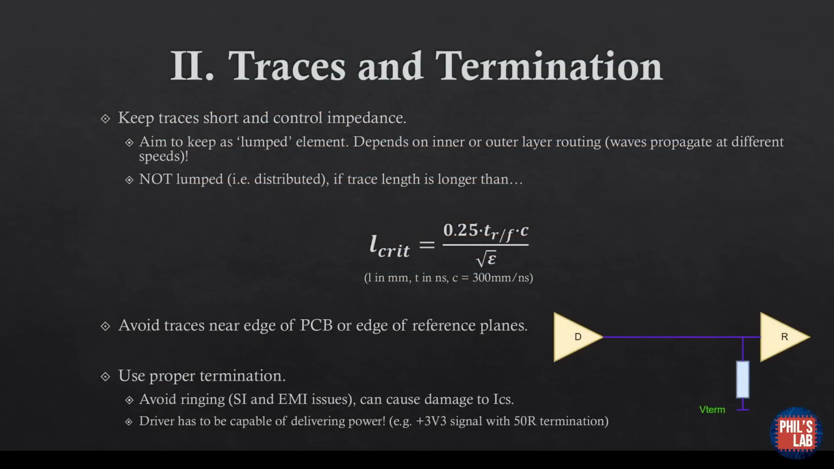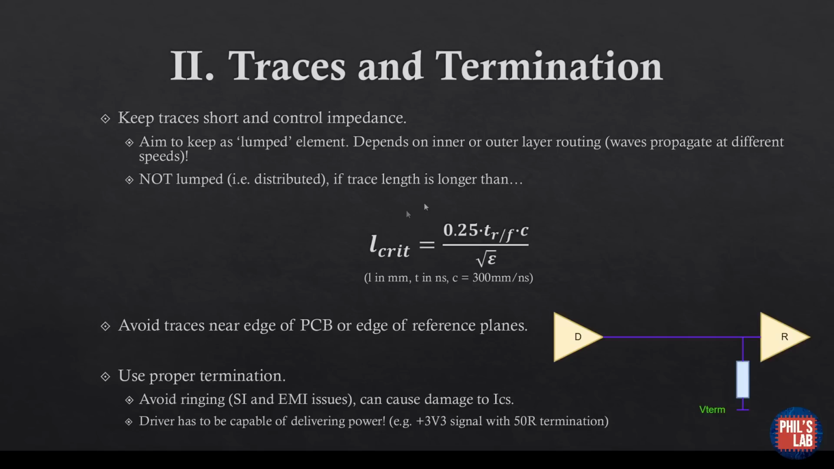Coming back to traces and also looking at termination, remember we want to keep our traces as short as possible. We want to keep them short because we want to keep the traces as lumped elements. We don't want them to be distributed elements. We have to take care of, okay, how long can these be before we start getting signal integrity or EMI problems. Now, them being counted as lumped depends on the inner or outer layer routing. This is because waves propagate at different speeds in different dielectric materials.